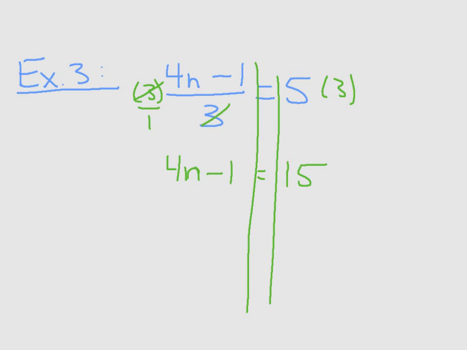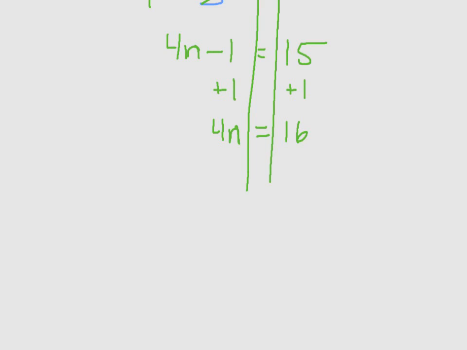Now the furthest away is that -1. So undoing a -1 is adding 1 to both sides. So -1 plus 1 gives me 0, which is 4n left on the left side. 15 plus 1 is 16. And now the last step is to undo the multiplication of 4, where I need to divide both sides by 4. So 4 divided by 4 is 1, so you're left with 1n, and 16 divided by 4 is 4.